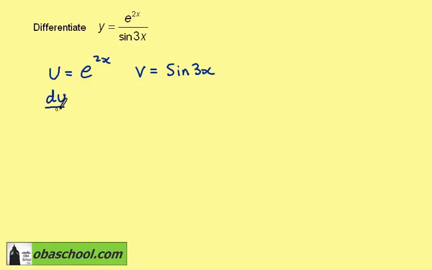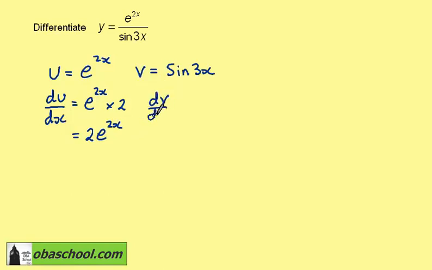For du dx, we need to use the chain rule. If we differentiate e to the x, we get e to the x. So differentiating e to the 2x, the outside function gives us e to the 2x, and we multiply by the differential of the inside function. So we have 2e to the 2x.